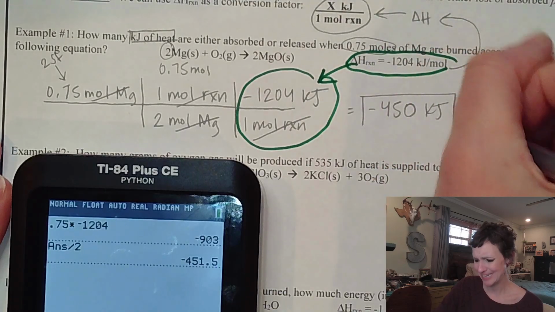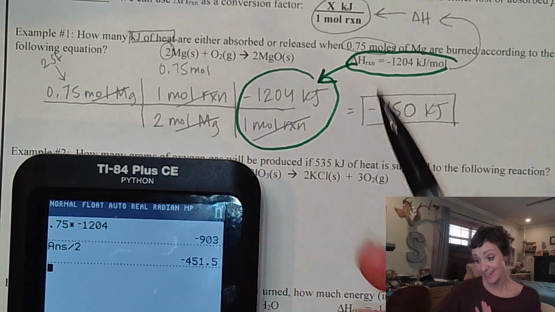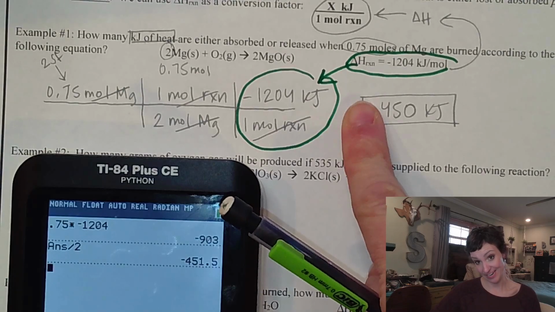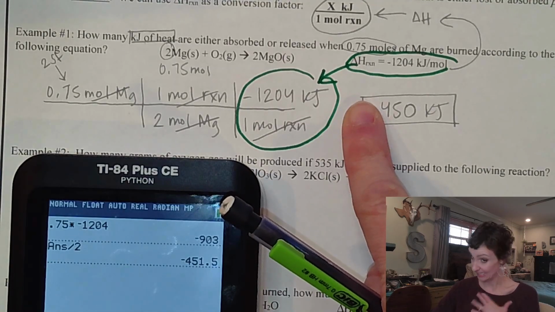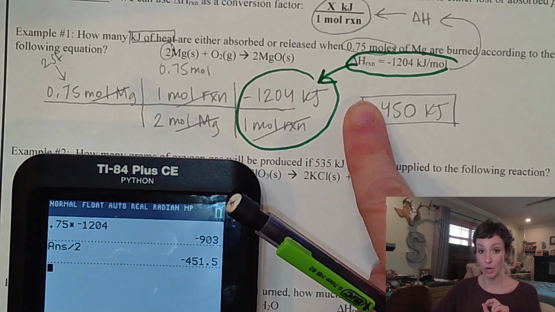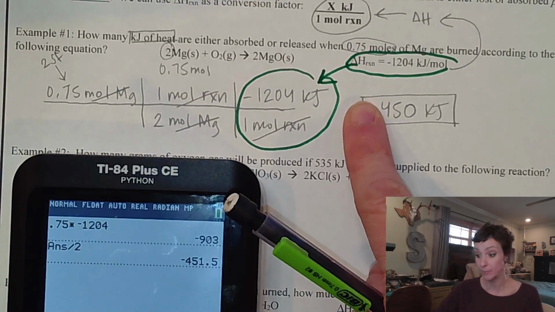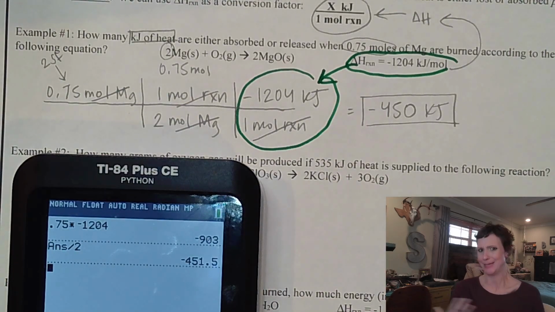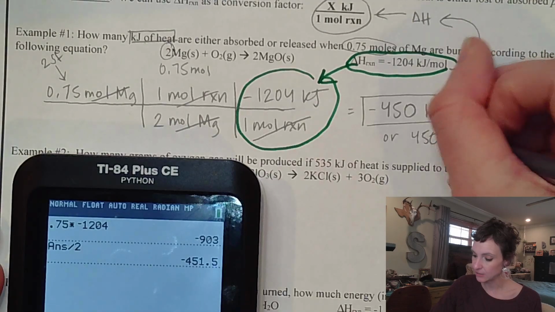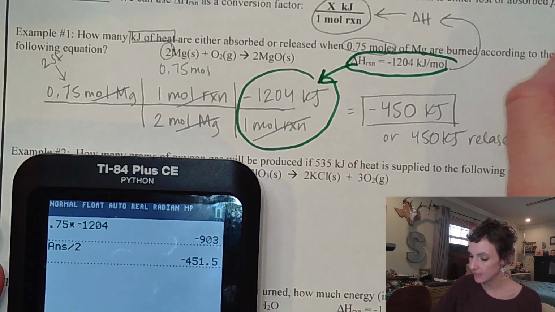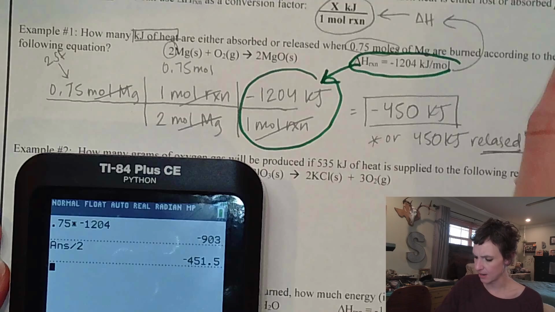Here's something a little bit sneaky about thermochemistry: the negative can be a little bit fuzzy. I could also just say 450 kilojoules. But if you are leaving out that negative, you better tag on the word released, because I need to specify if it is released or absorbed. Including the negative lets me know that it's released. So you could also say 450 kilojoules released, but you must have the released part there. We'll write that off to the side.